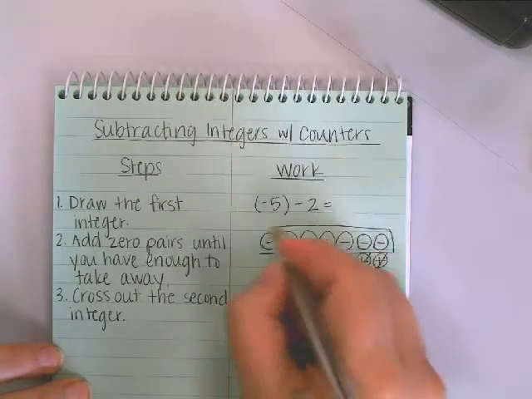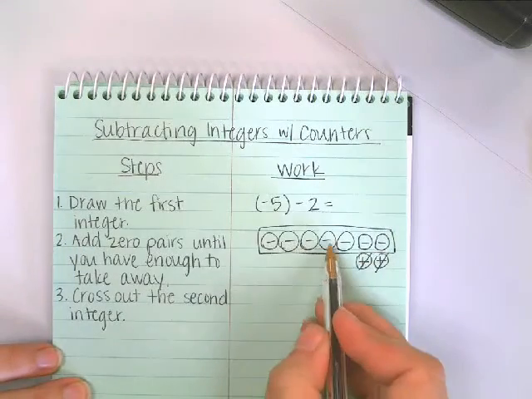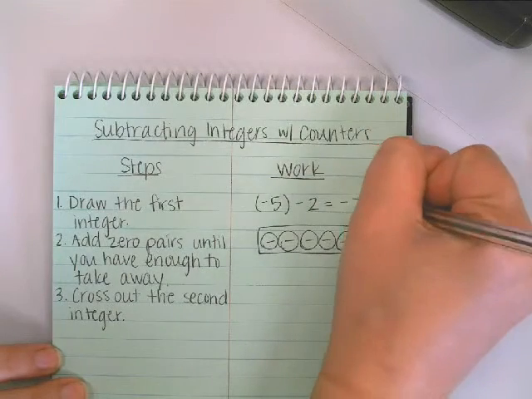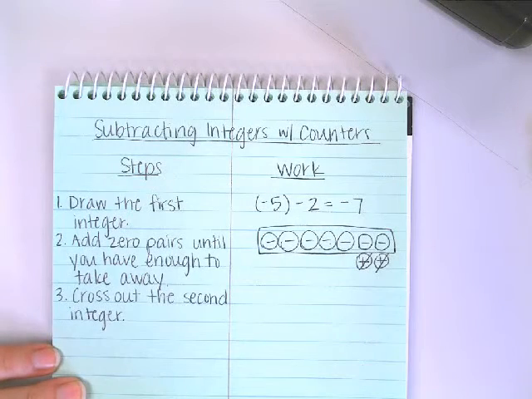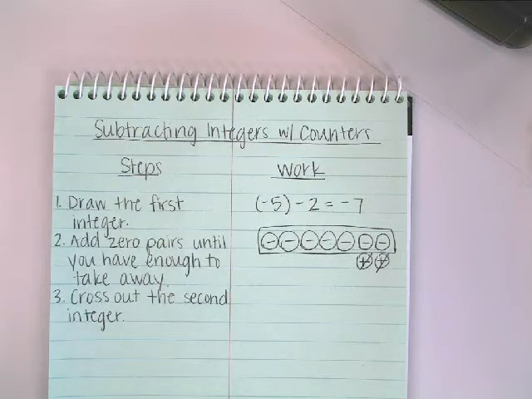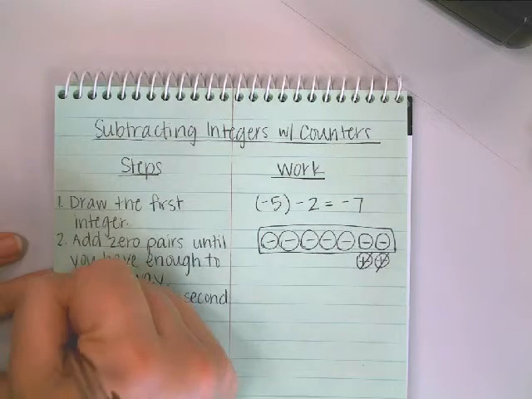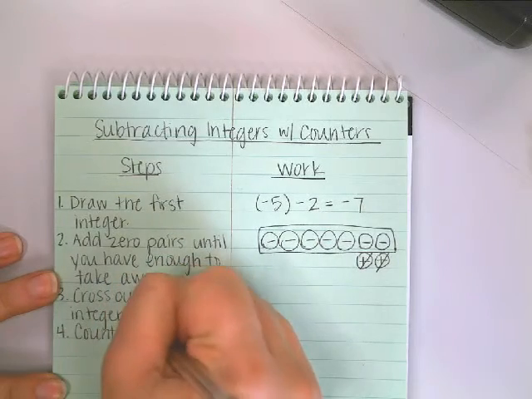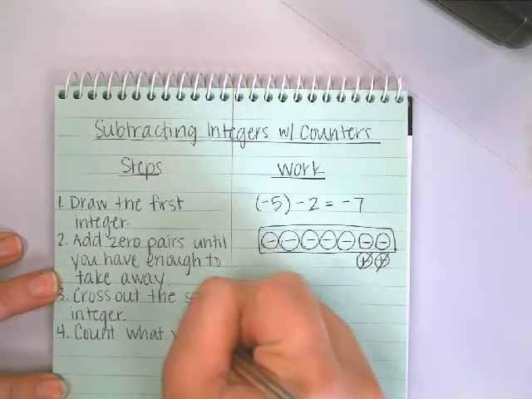And to see what you have left. Well, here's what I have left. And if I need to count them, I'll count them. 1, 2, 3, 4, 5, 6, 7. I have 7 negatives, so my answer is -7. Let's cross out the second integer and see what you have left. That'll be step 4. Count what you have left.